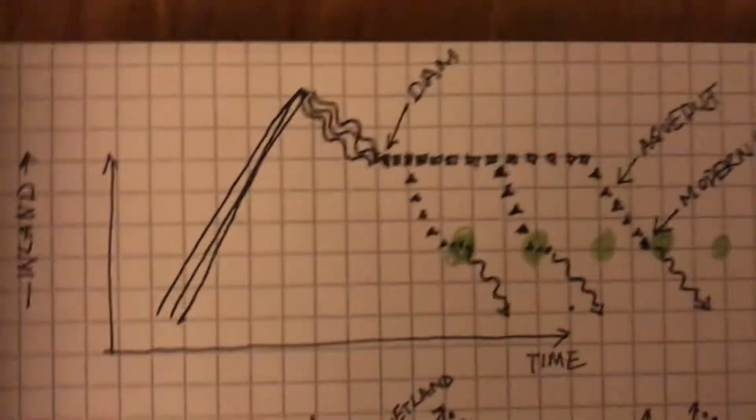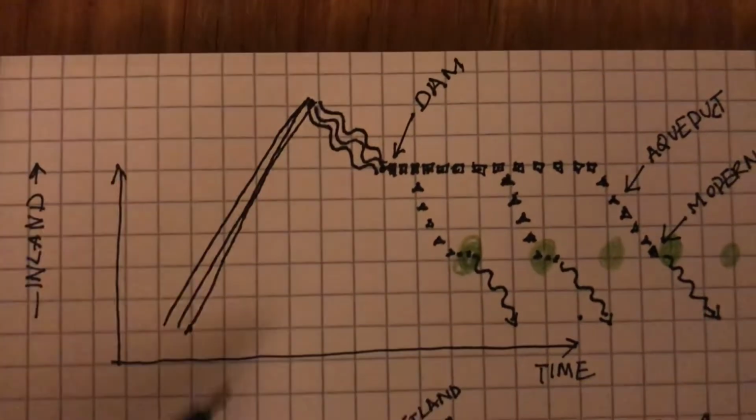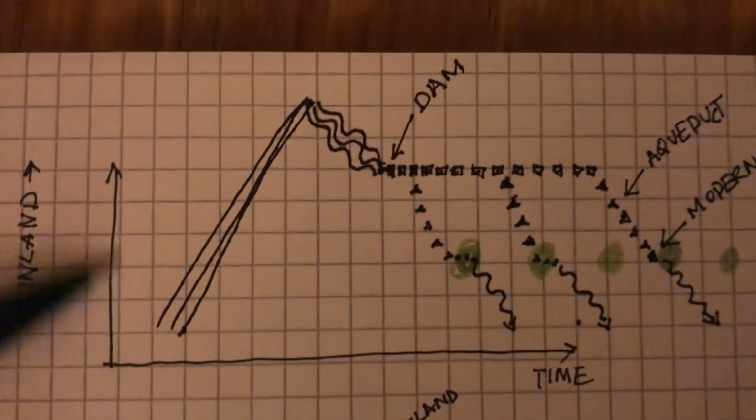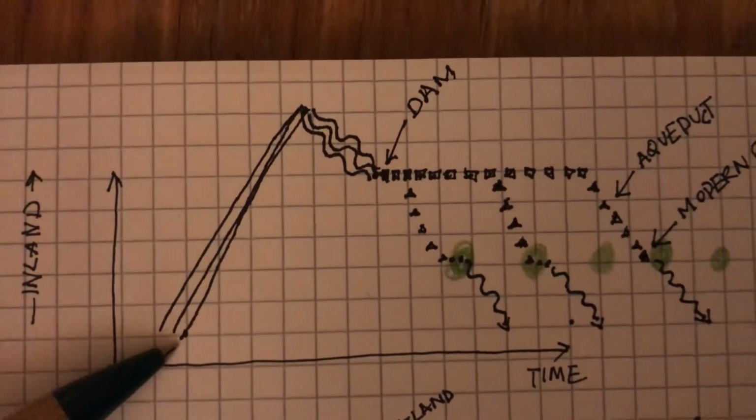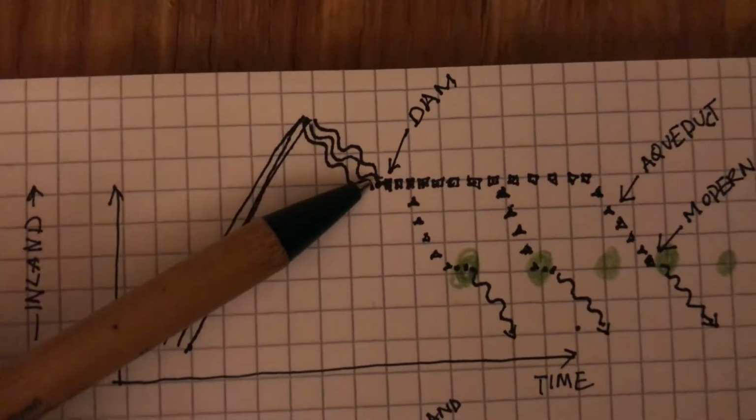So now we're going to look at another case. In this case, we're going to look at what happens with the modern farming system, with dams and aqueducts and modern farms, and why it doesn't quite work as well for keeping vegetation. So we have the inland axis and the time axis, and the water comes in from the ocean, forms a cloud, goes to the river, and then catches in the dam.